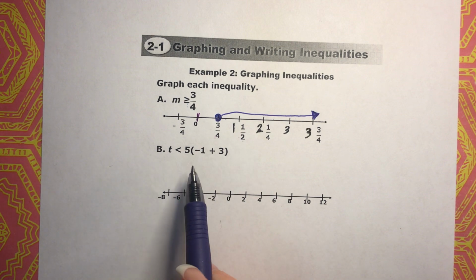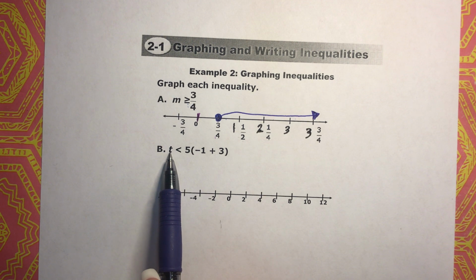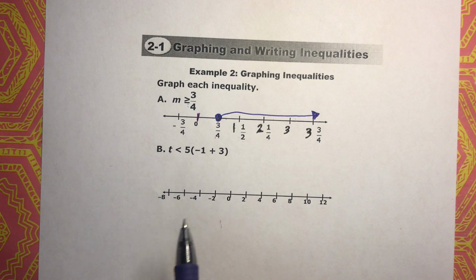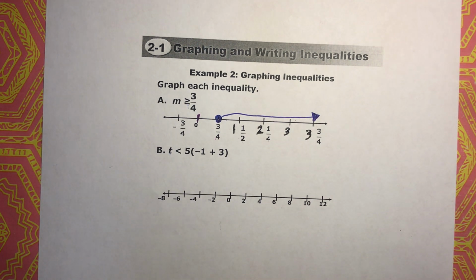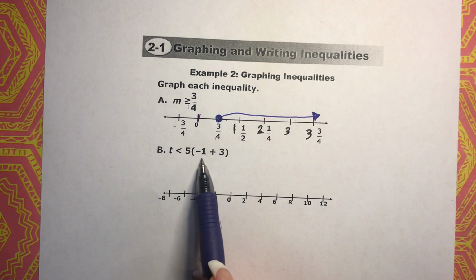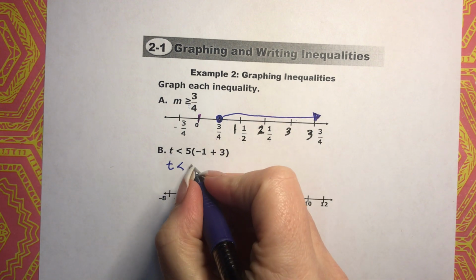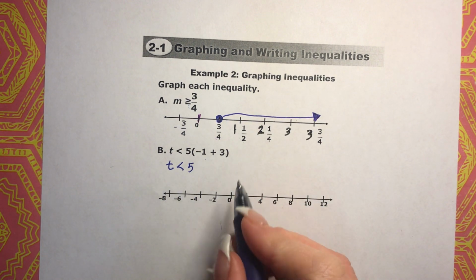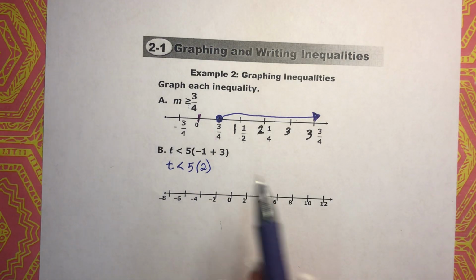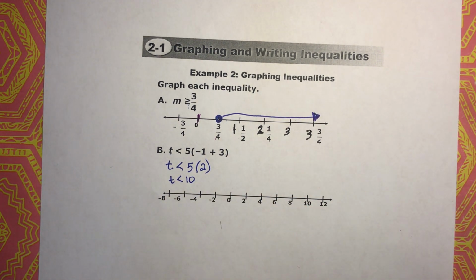Let's look at this next one, B. It's not as simple as this. We have t solved by itself, which is wonderful. But over here, there's a little bit of funny business going on. So we're going to actually have to simplify this first. No problem, we can do that. It's just order of operations, right? So we do parentheses first. I'm just going to rewrite this. So t is less than 5, and then negative 1 plus 3 is 2. And then 5 times 2 is 10. So I'm just going to write t is less than 10, okay?